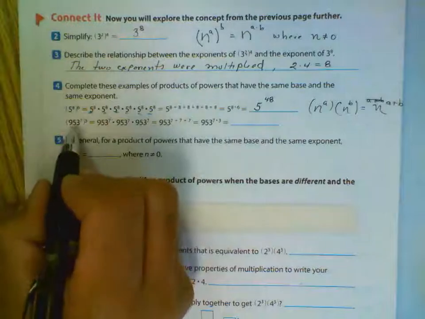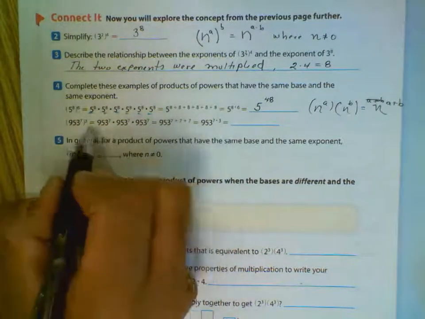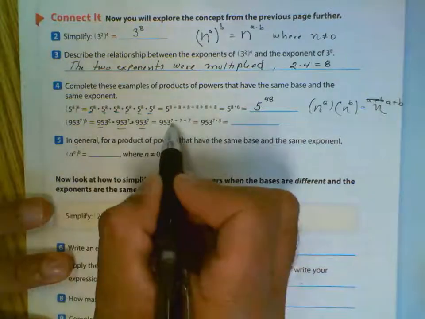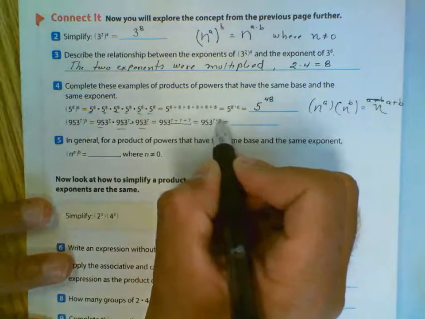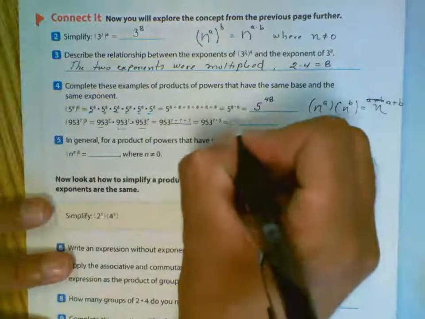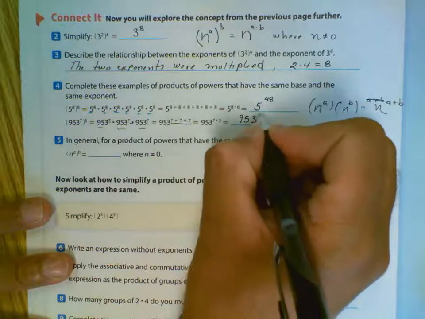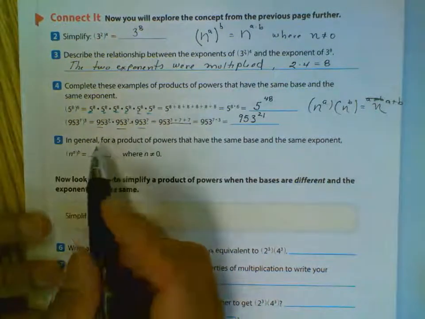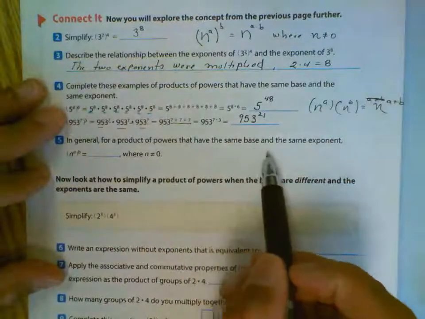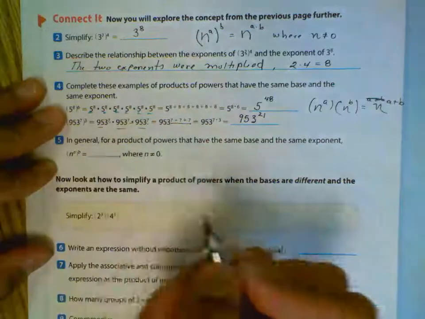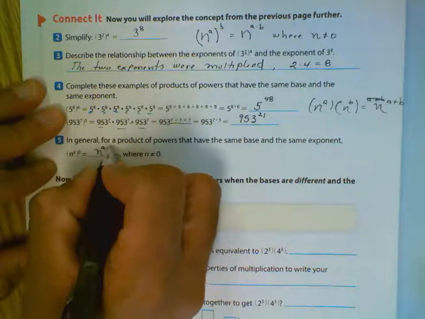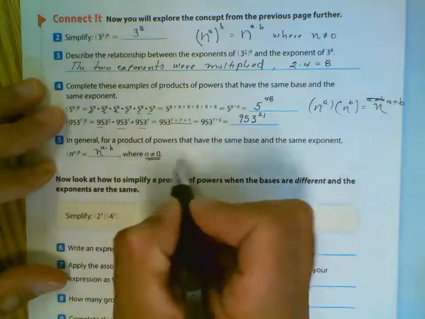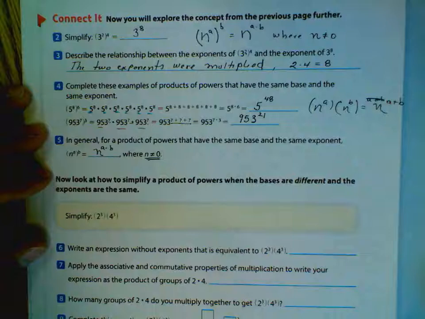Then we have exactly the same: 953 to the 7th power to the 3rd power equals 953 multiplied 3 times. That means we add the exponent 7 three times, so 7 times 3, and we know that 7 times 3 is 21. So the base is the same, 953 to the 21st power. In general, for a power of a power, n to the a to the b, we're going to have n to the a times b. That will be the general form, where n is different than 0. N cannot be 0.